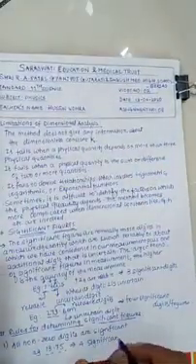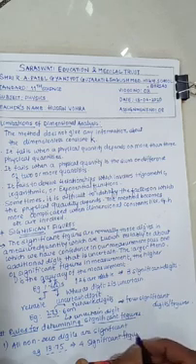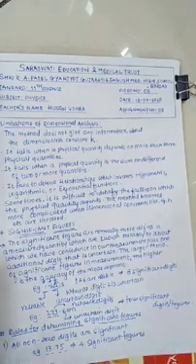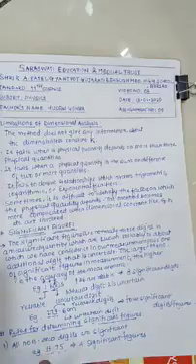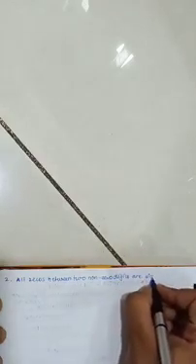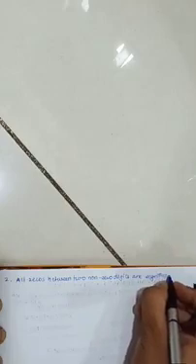Significant figures. Till this clear? All non-zero digits are significant. Here there are 4 non-zero digits, 1, 3, 7, 5. So 4 significant figures. The second rule you are going to study is: all zeros between two non-zero digits are significant.